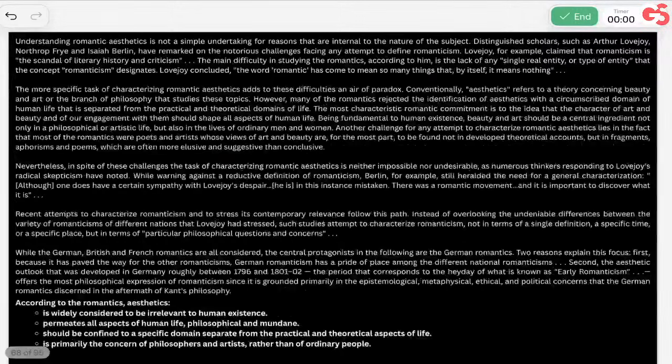The questions are: according to the Romantics, aesthetics, पहला है, is widely considered to be irrelevant to human existence. Irrelevant. Second, permeates all aspects of human life, philosophical and mundane. Should be confined to a specific domain separate from practical and theoretical aspects of life. Is primarily the concern of philosophers and artists rather than of ordinary people. ठीक है, चार ऑप्शन बिल्कुल अलग अलग हैं. It will be easy for us to answer this.